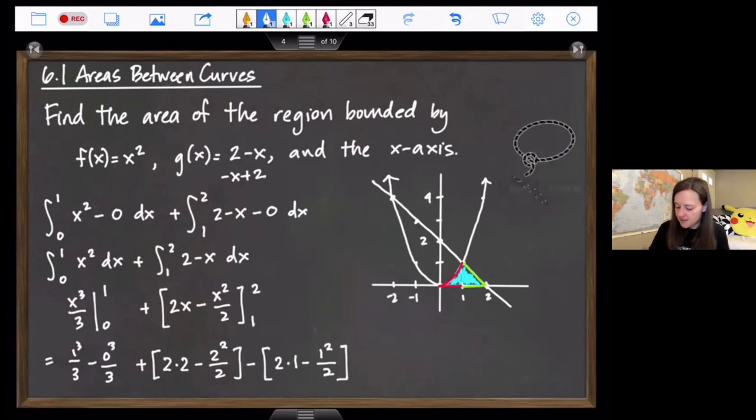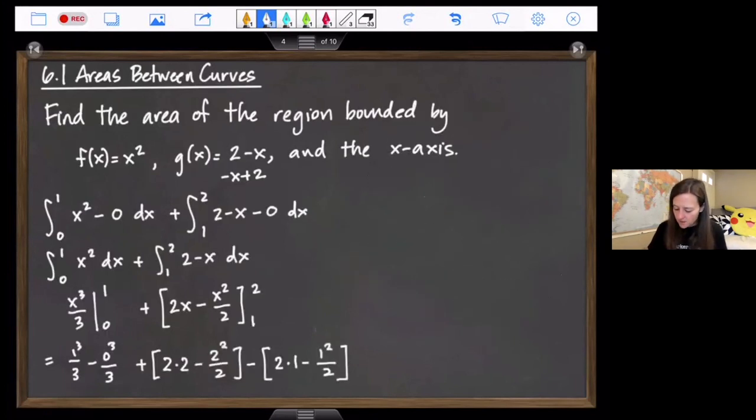Let's clean off our slide. All right, so I've got 1/3 minus 0. I can kind of skip that 0 cubed over 3. And the first set of brackets, I've got 4 minus 4. Let's see, 2 squared is 4. 4 over 2 is 2. So minus 2. So that's my first set of brackets. And then let's see what we've got inside that second set of brackets. We've got 2 times 1, 1 squared over 2.